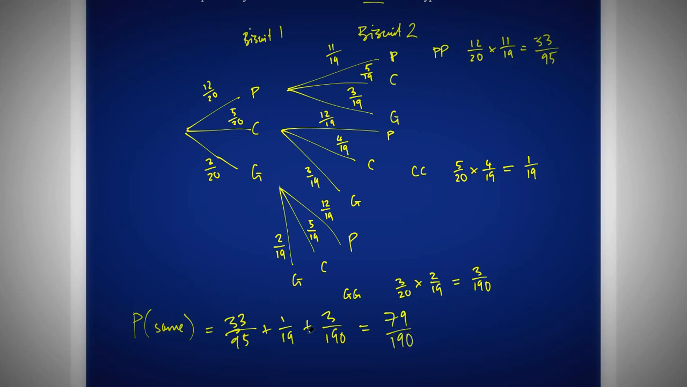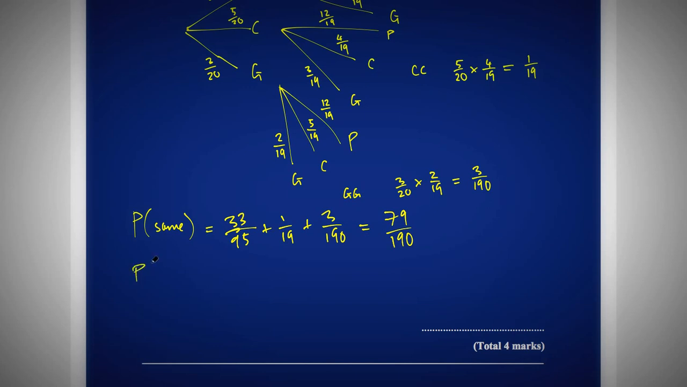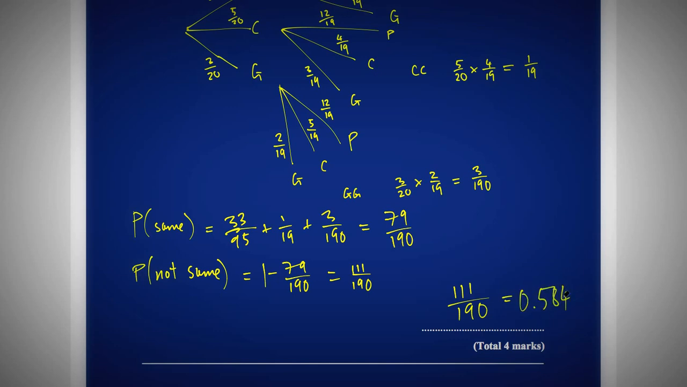So probability not the same is 1 minus that. One minus 79 over 190, and that is 111 over 190. And that's the probability that she doesn't pick the same biscuits. As a decimal, that's 0.584. Fraction answer is better, so I've had to round that decimal in order to fit that there.